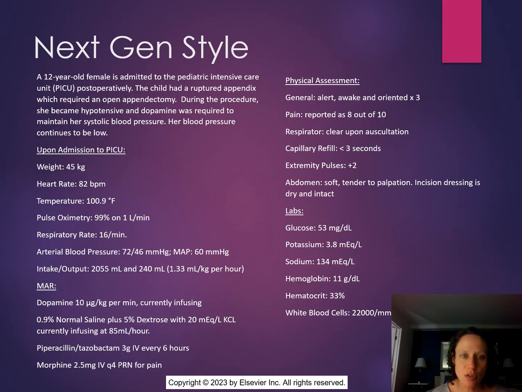Upon admission to the PICU, she had a heart rate of 82, temp of 100.9, pulse ox of 99%, respiratory rate of 16. Her arterial blood pressure is 72/46. Her intake is 2055 and output is 240 milliliters. Okay.